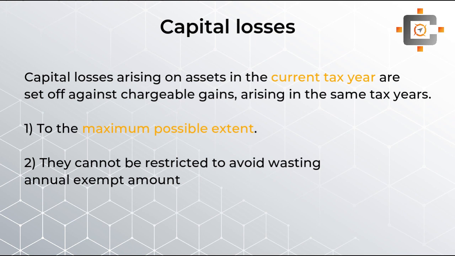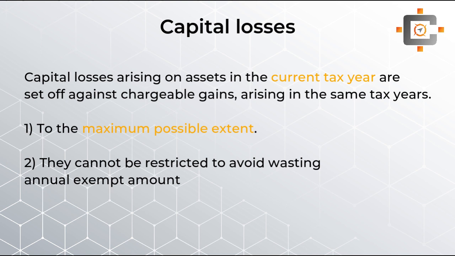A current year's capital loss on any asset can be set off, can be relieved against any other asset's gain of the current year. While setting off the loss in the current year, we have to make sure that it is set off to the maximum possible extent. That means we cannot restrict our loss amount just to preserve our annual exempt amount, or to avoid wasting the AE amount.